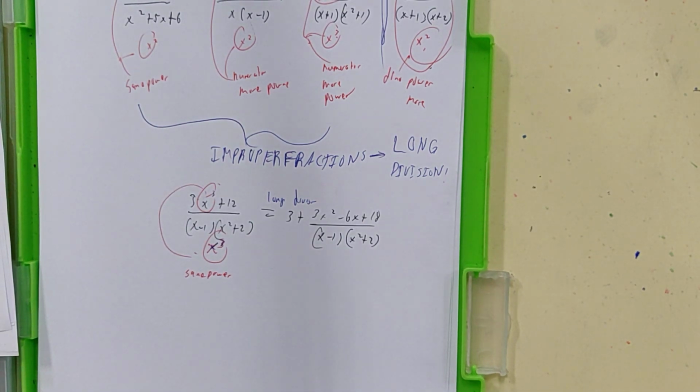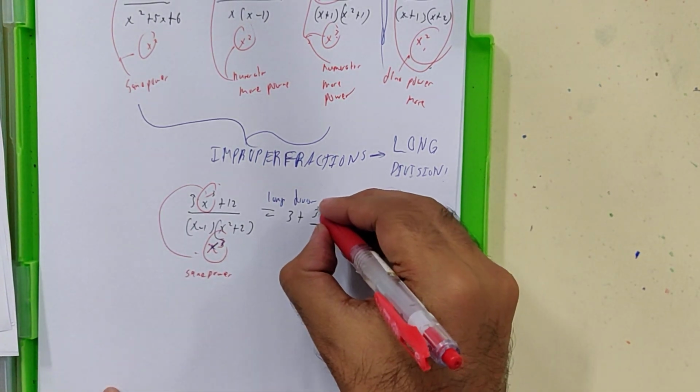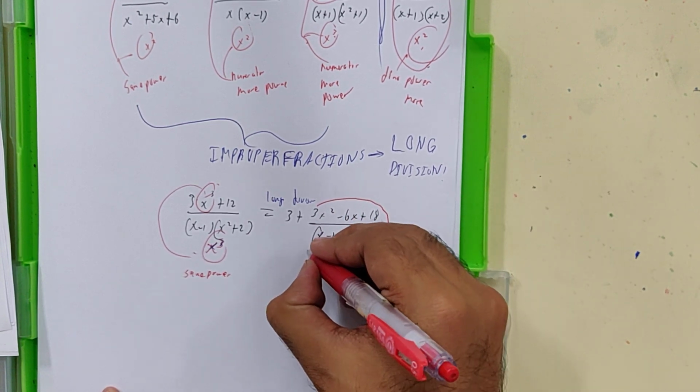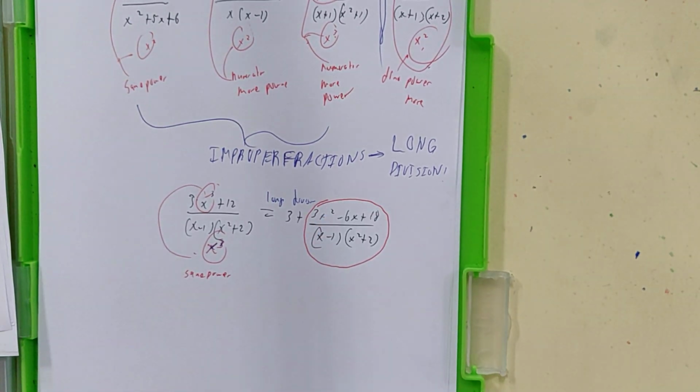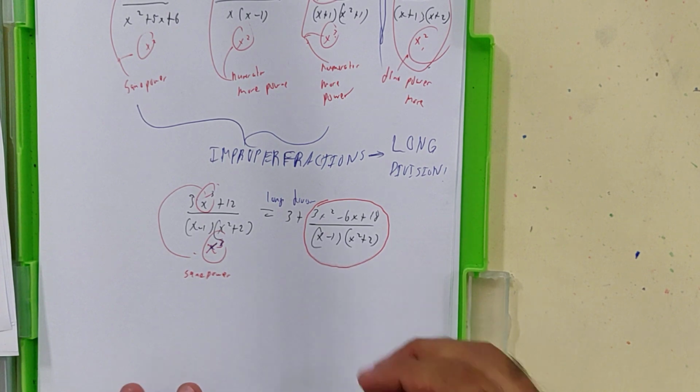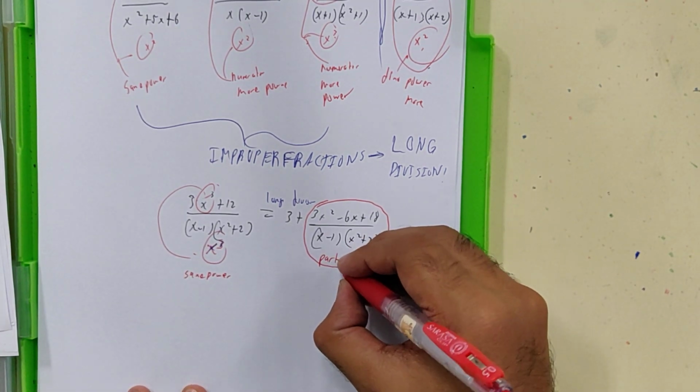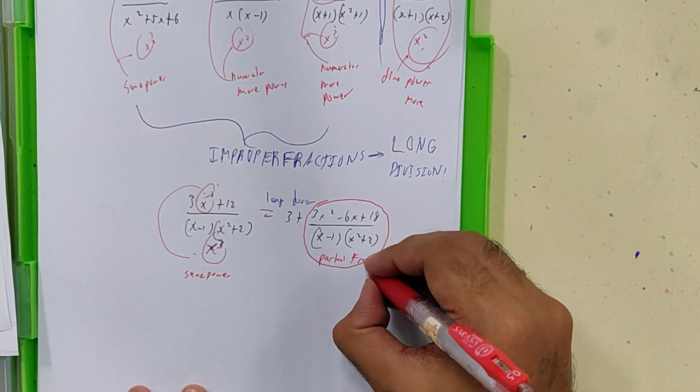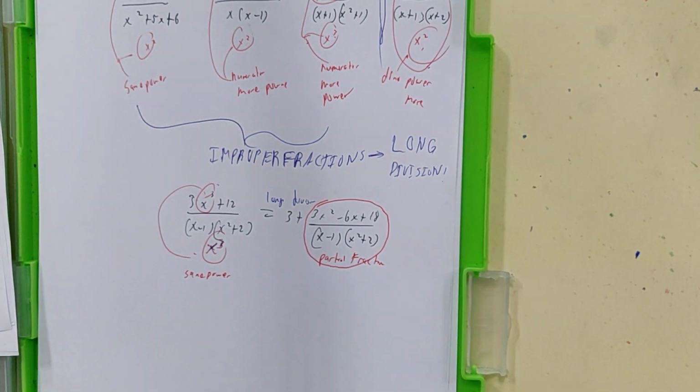Okay, you know how to do long division, so I don't need to teach you that one again. This part over here is what we call partial fraction. What do you mean by partial fraction, sir? Yeah. But how do you recognize it's a partial fraction?